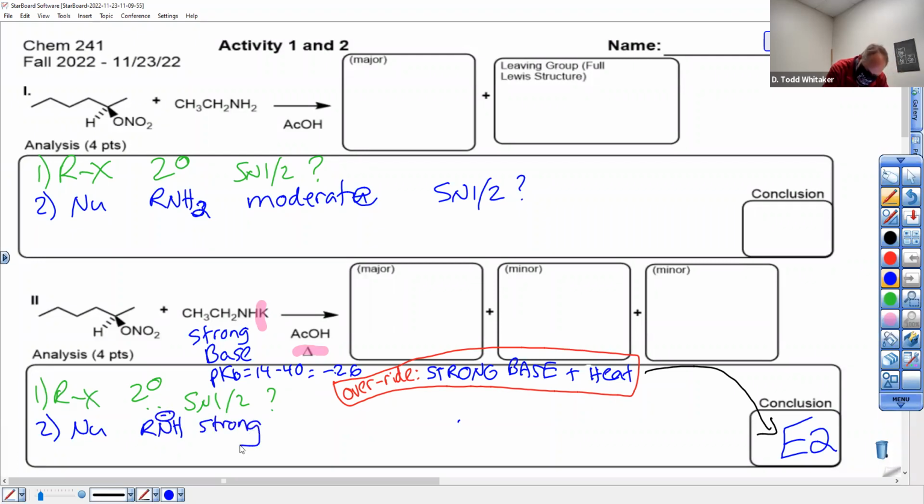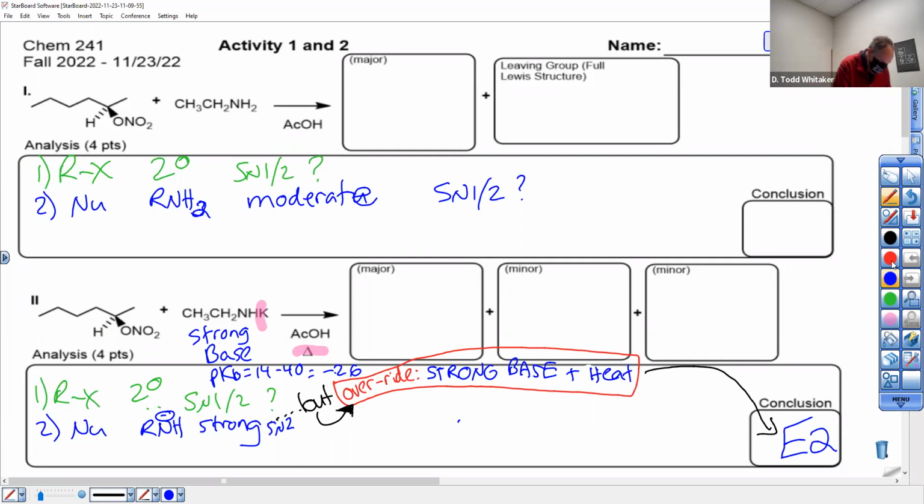Here's where I get my override in. But we've got an override that takes over. Strong normally favors SN2. I'd like you to show me you know that. Strong favors SN2, but you're overriding that decision with an E2. We don't know what E2 is yet, but we know that it's happening when we have a strong base plus heat.